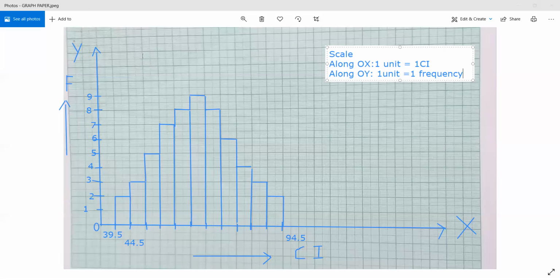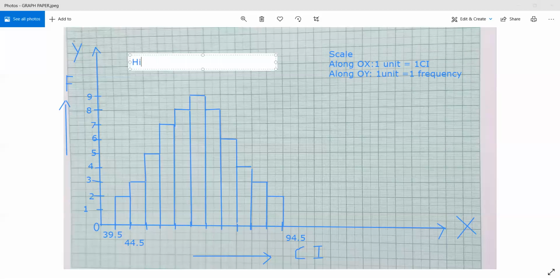Okay, now depending on the question, you will also give the title. Alright, the title of the graph: histogram showing marks in mathematics. Alright, okay, so in this way you are going to draw the histogram.